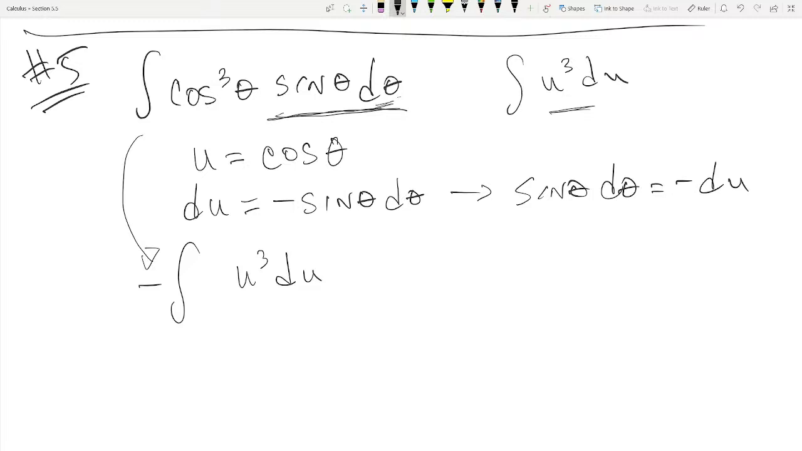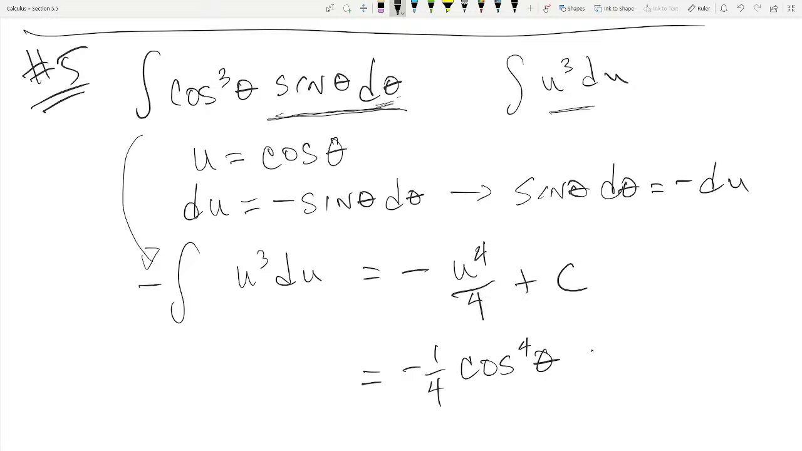And then I'm so good at that, I'm feeling good about this now. This is negative u to the 4th over 4 plus a constant. And then we'll be so kind as to put that back the way we found it. The way we found that is where u is equal to cosine. So that'll be cosine to the 4th theta plus c.